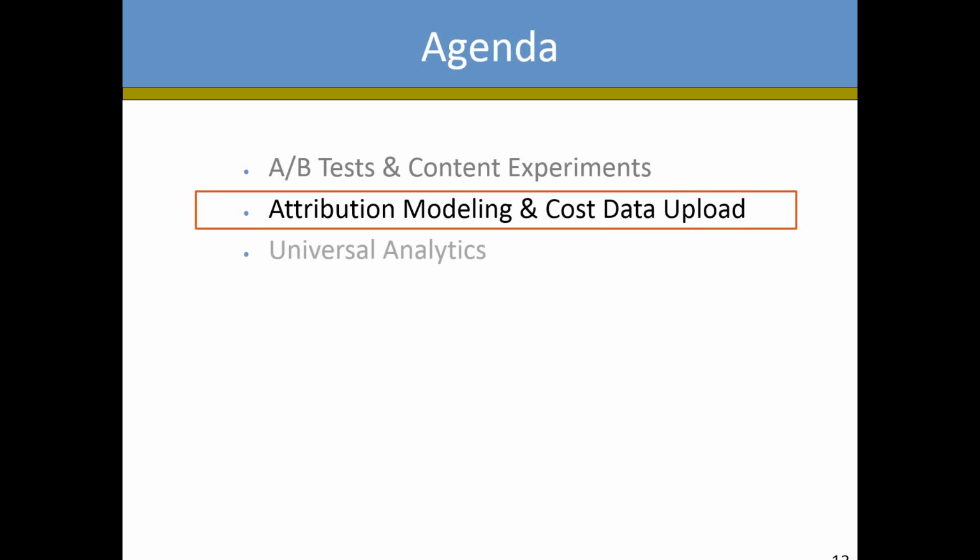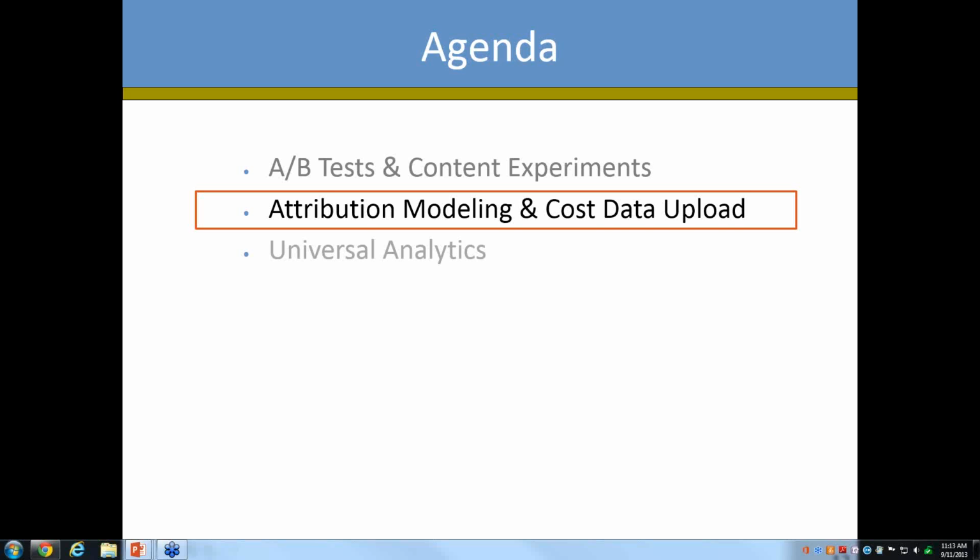Okay, so next we're going to talk about 2 features in the free version of Google Analytics. As I mentioned previously, there's a paid version, but attribution modeling is a fantastic feature that will help you better understand the value of the traffic sources that lead to conversion. Then we'll talk about a relatively new feature in Google Analytics that lets you upload cost data into Google Analytics, such as affiliate marketing. Sorry, I'm just advancing the slide here.